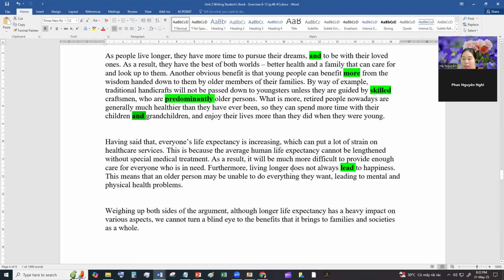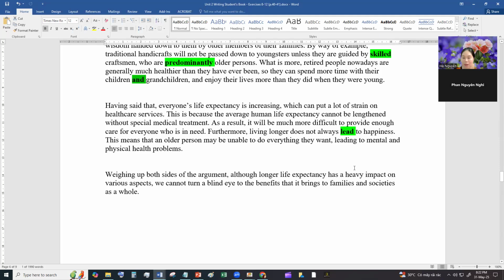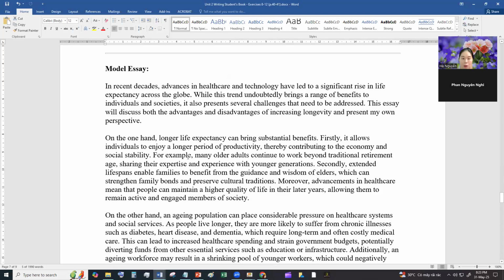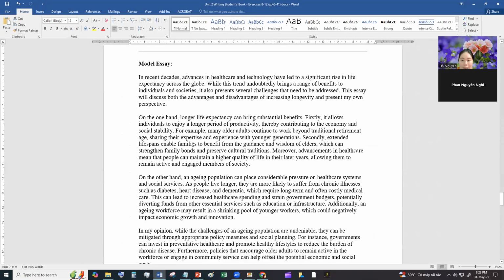Okay, and living longer does not always lead to happiness. Okay, so that's the students' book homework. Also, I've added a Band 8 model essay for your reference. So did you have time to read the model essay?